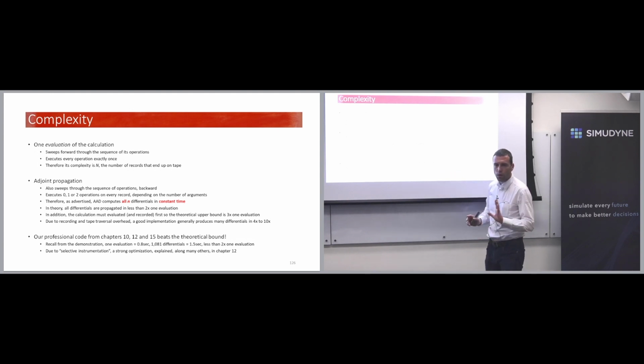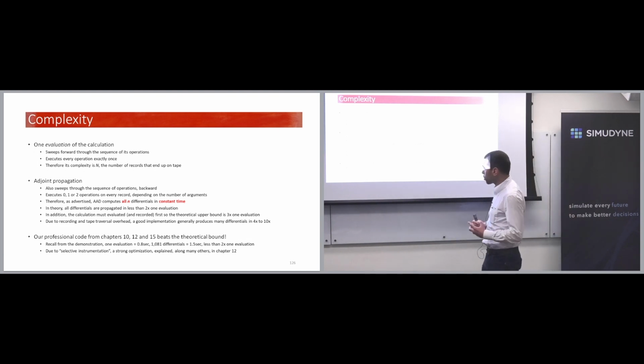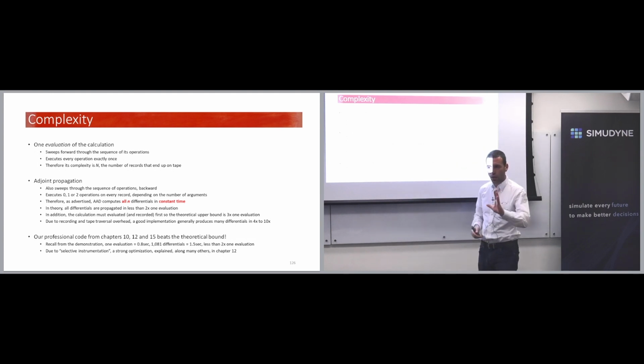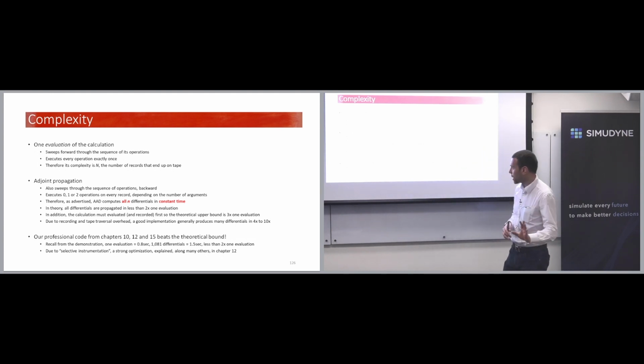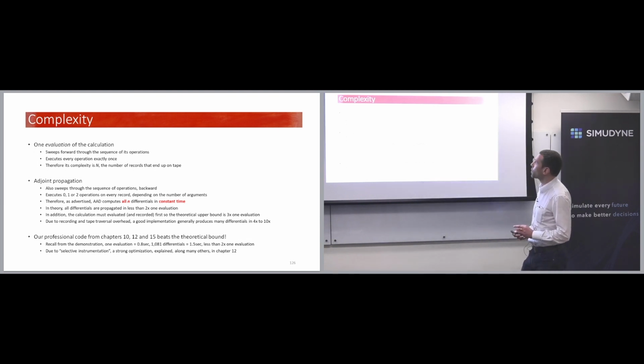But there are a lot of other optimizations at play here. They're all explained in the book. One of the strongest ones is called selective instrumentation. That means we don't instrument the entire calculation code, just what matters, etc. This is all explained in chapter 12.